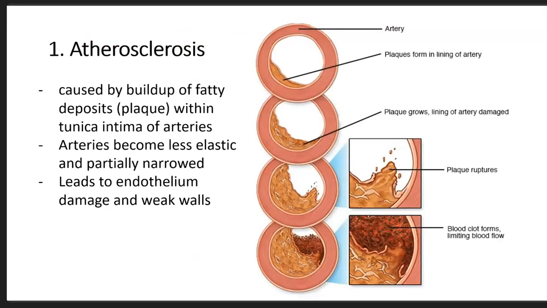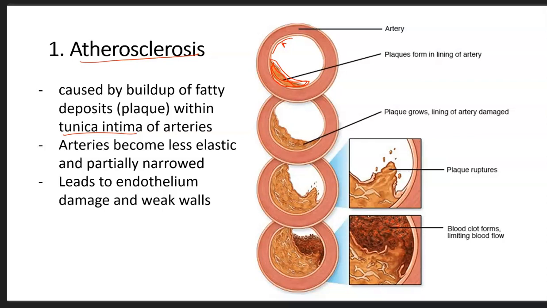Okay. So and then so arteriosclerosis. What is arteriosclerosis? It is caused by the build-up of fatty deposits or plaque within the tunica intima of artery. Kita belajar kan, itu lapisan blood vessels. The tunica intima is the inner lining kan. Kat sini the inner lining is the tunica intima. So there is a build-up of fat deposit here, or plaque. So arteries become less elastic and partially narrowed, leads to endothelium damage and weak walls.